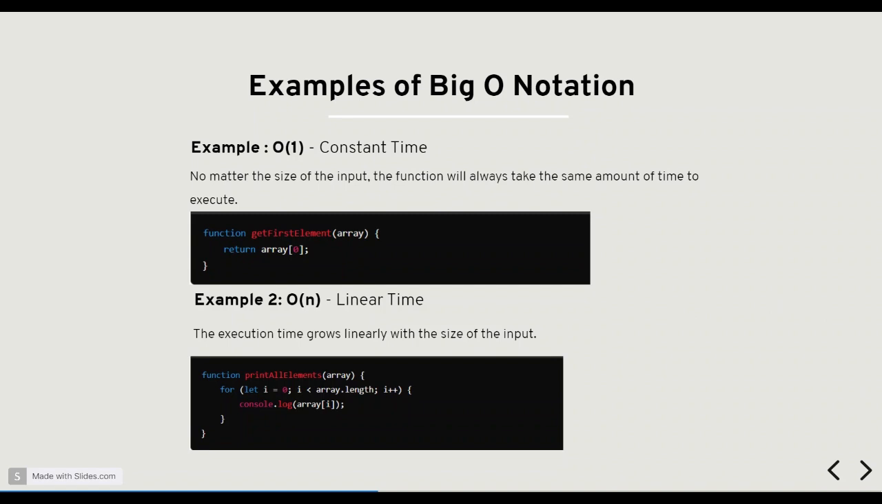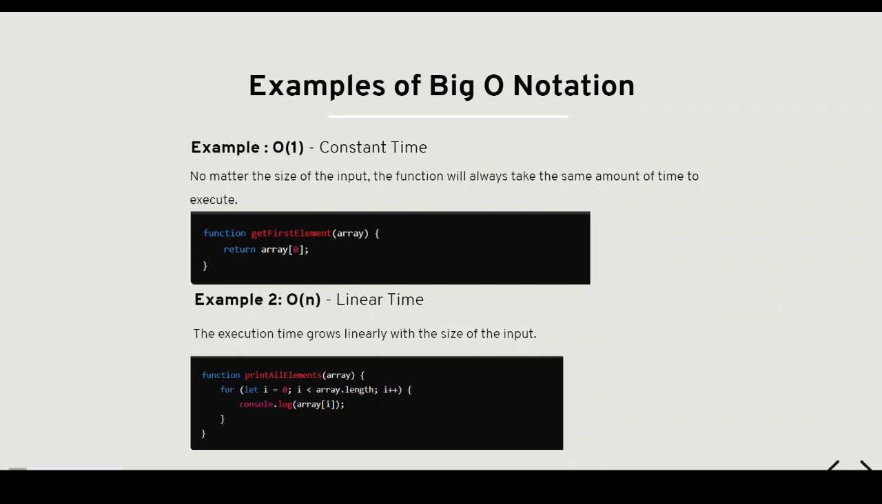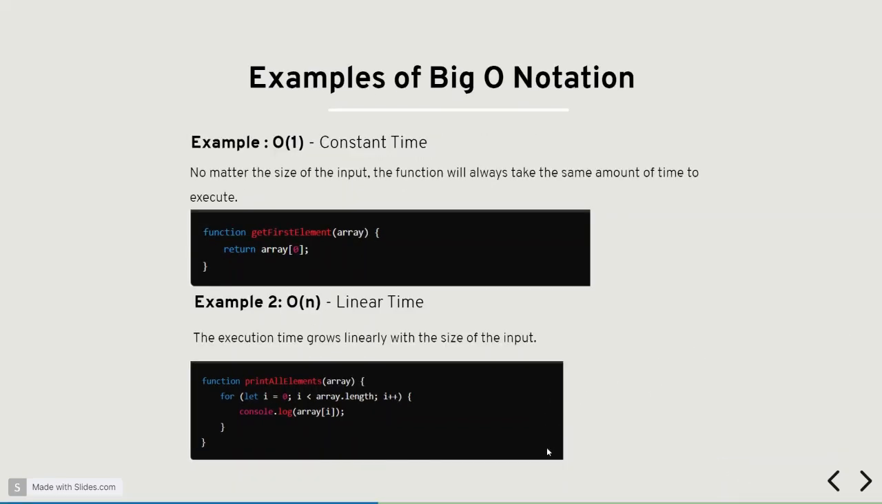Now below we have example number 2, O(n) linear time. In this next one, we look at O(n) or linear time. Here the execution time grows linearly with the size of the input. As the input size increases, the execution time also increases. Here, I will show the example of printAllElements of an array, where it accesses each element and displays its value. If the array has 10 elements, the loop runs 10 times. If it has 100 elements, the loop runs 100 times. So the execution time grows linearly with the size of the input.